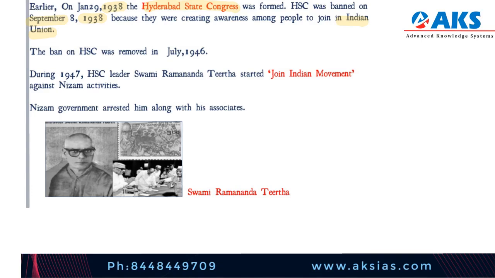So, as the ban was lifted on the Hyderabad State Congress in the year 1946, the Hyderabad State Congress leader Swami Ramananda Tirtha started the Join India movement against the Nizam's activities in the year 1947. So, the Nizam government arrested Swami Ramananda Tirtha along with his associates.